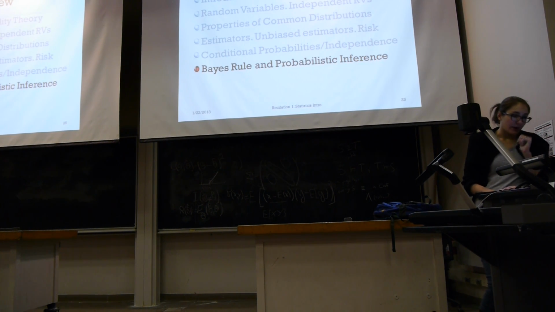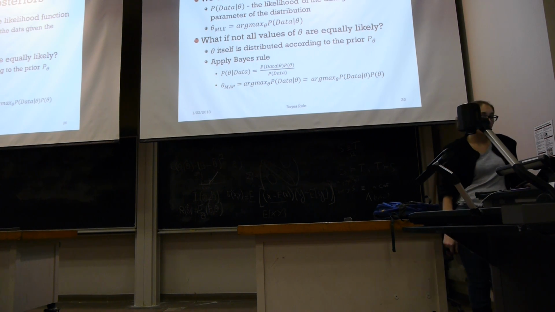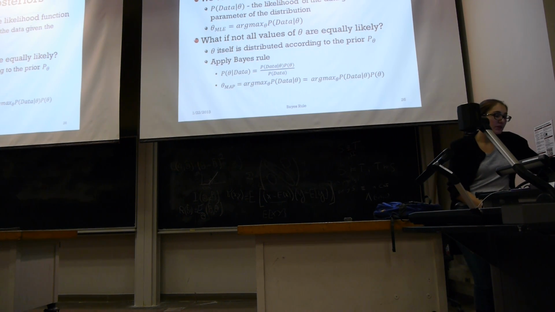Right. Now let's recap Bayes' rule and probabilistic inference. So we've so far introduced the likelihood function, which is basically the probability distribution given some parameters. So P of some sample data which we have, given theta, is the likelihood of the data given the parameter of the distribution. The maximum likelihood estimator can be obtained by doing the argmax over that probability distribution when our data is given.